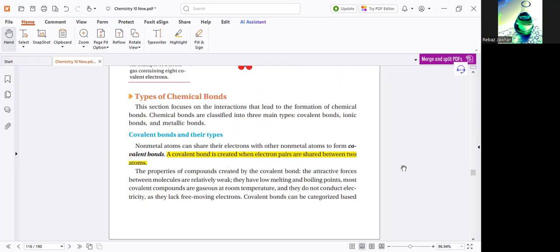Types of chemical bonds. Dear students, in this textbook, we have 3 main types of chemical bonds: covalent bond, ionic bond, and metallic bond. First, we have covalent bond. What is a covalent bond? And what are the classes of covalent bond? The general definition, highlighted in yellow, is: a covalent bond is created when electron pairs are shared between 2 atoms. That's it. This is the general definition for the covalent bond.